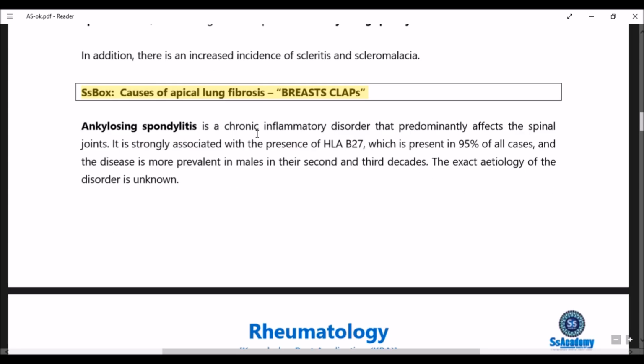So ankylosing spondylitis is a chronic inflammatory disorder that primarily affects the spinal joints, strongly associated with the presence of HLA-B27 in 95% of all cases.